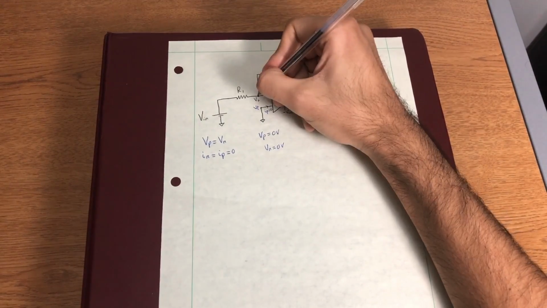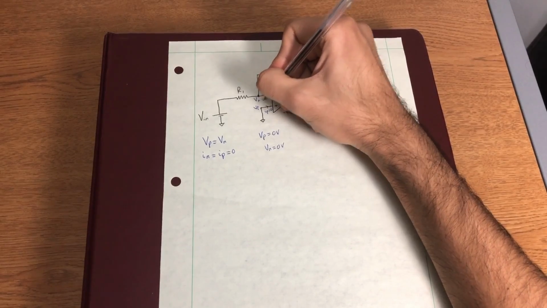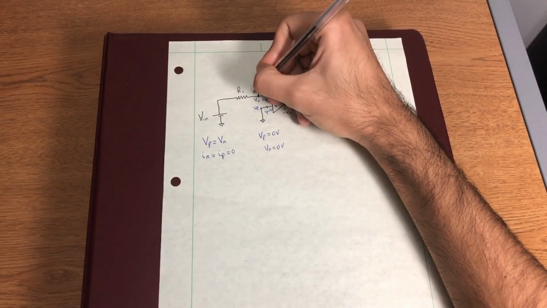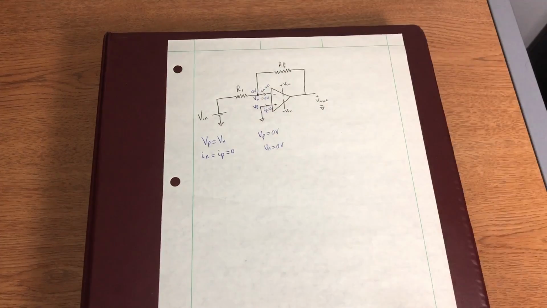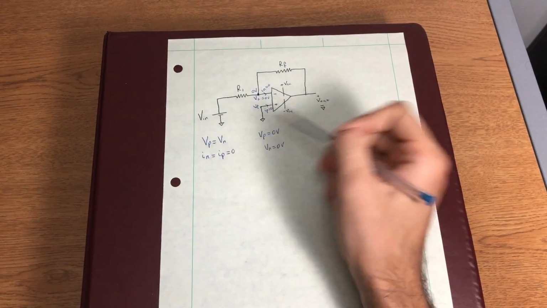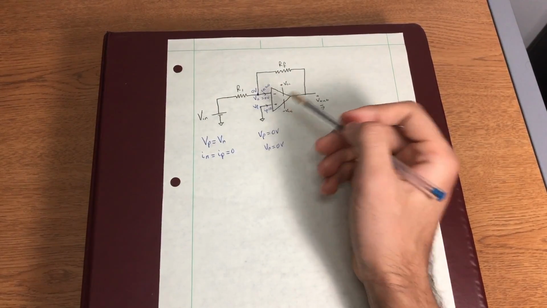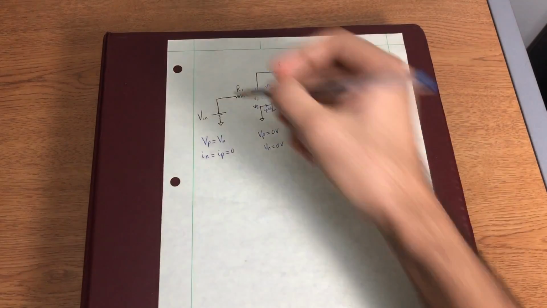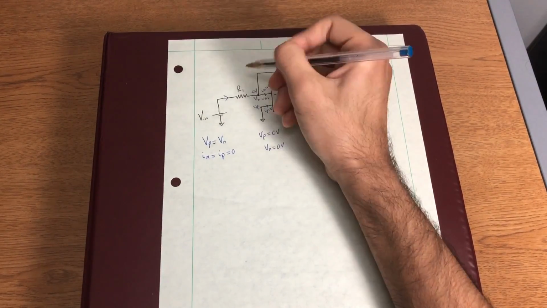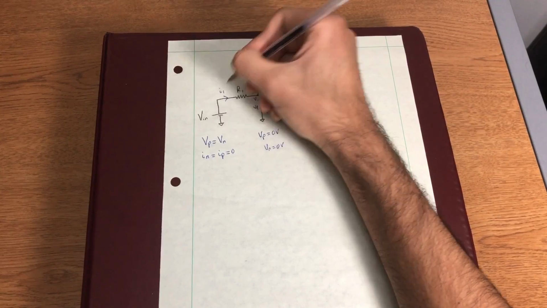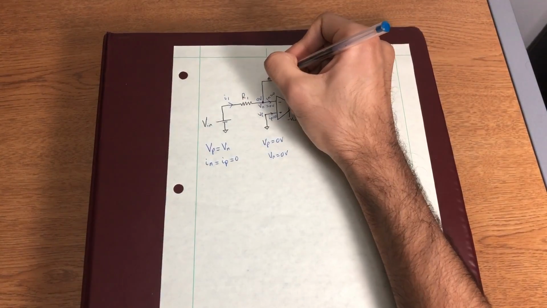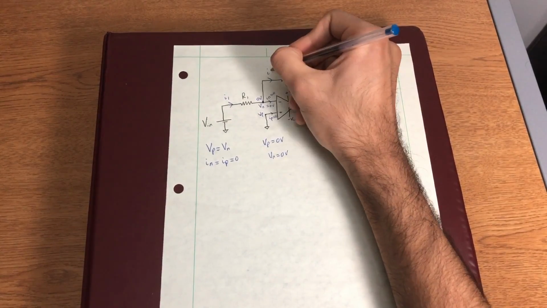So let's label this right here. Vn is equal to 0 volts. Or I can make it bigger. I can write 0 volts right here. This is the first step. Now let's use the fact that In is equal to 0. Let's assume that we have some current in this part of the circuit called I1 and some current through the feedback loop called IF.